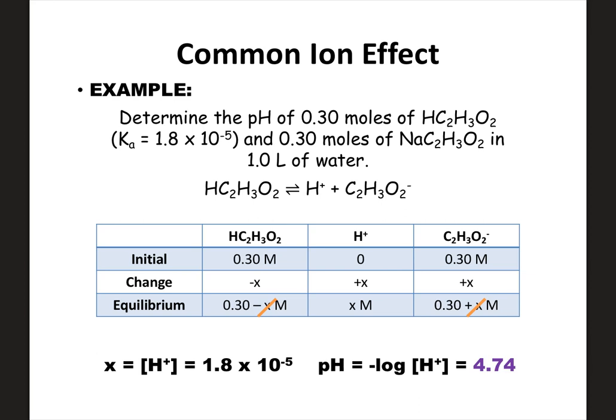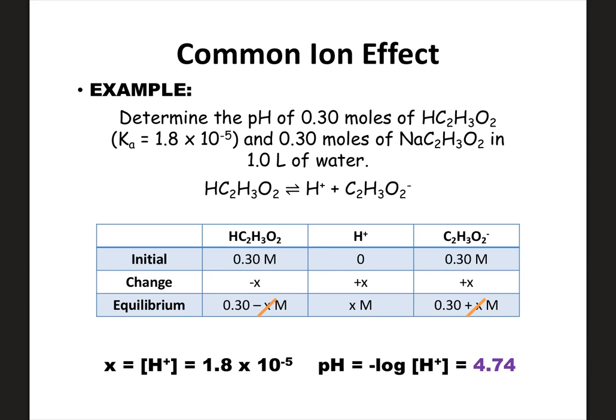Now that we have the concentration of H plus, pH is equal to the negative log of the concentration of H plus. So when you do the math, it does come out to be 4.74 here. All right. So just be aware that anytime you have a common ion involved when you're doing the pH problem, it will affect the overall pH.